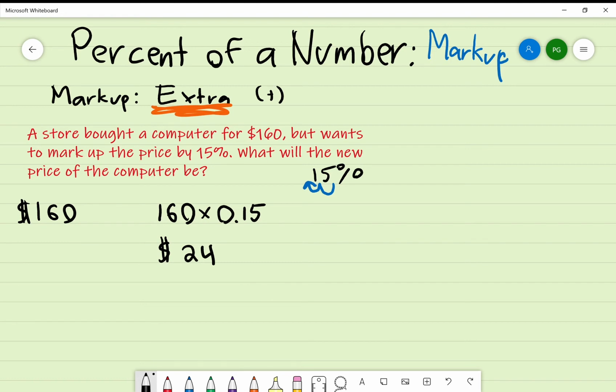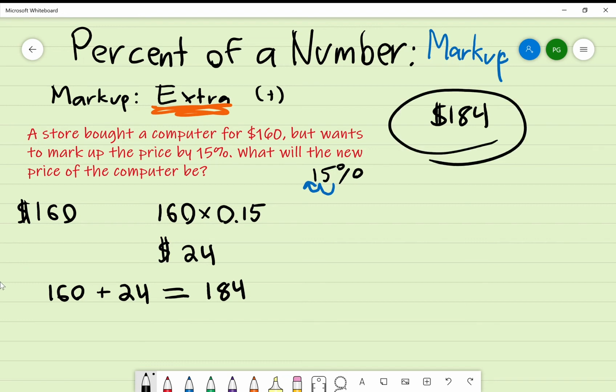So what you're going to do is you take the 160 plus 24, and that gives you your new total, which will be $184. Boom. That's the new price. Okay? Let's do another example.